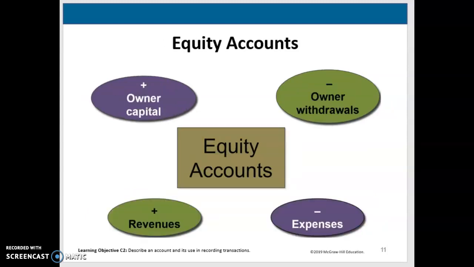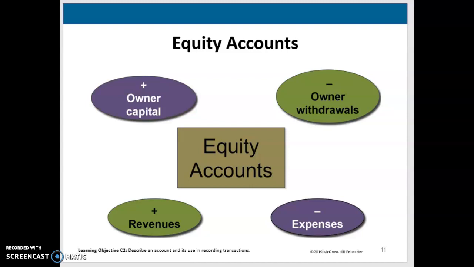All right, our equity accounts. We've talked about these before in chapter 1. Nothing in here is new. We have owner capital, which increases the equity. We have revenues, which increases equity. Owner withdrawals and expenses both decrease equity. Revenue is when we've earned the money, we can recognize the revenue. Owner capital is for the equity that we give the owner for investing assets in the company.